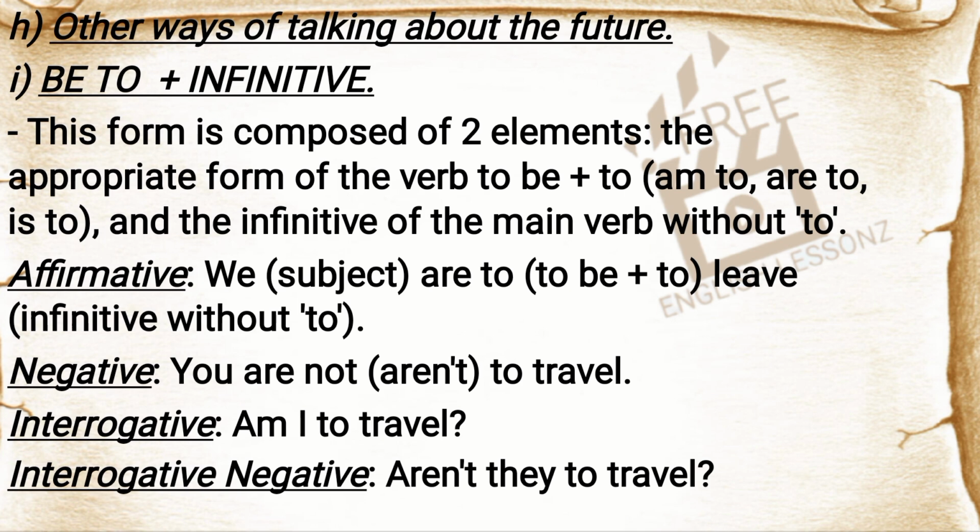1. Be to plus infinitive. This form is composed of two elements: the appropriate form of the verb to be plus to, am to, are to, is to, and the infinitive of the main verb without to. Affirmative: we are to leave. Negative: you are not, aren't, to travel. Interrogative: am I to travel? Interrogative negative: aren't they to travel?